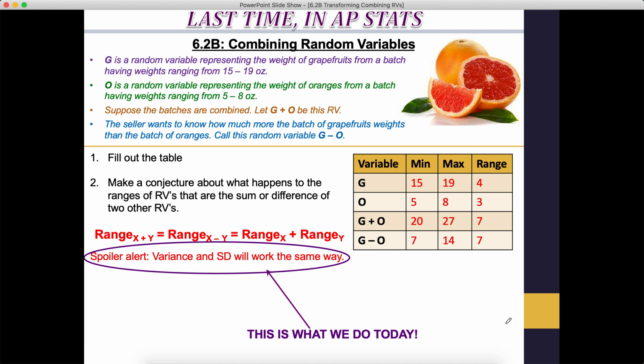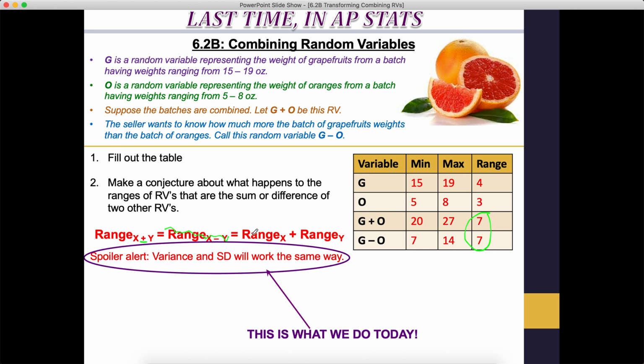I led up to this by looking at this example of grapefruits, and then grapefruits and oranges, and then us combining them via adding a random element of each random variable or subtracting them. And what we saw, contrary to what some of us initially guessed, is that whether we're adding or subtracting these, the range is added, which was interesting. I could combine these two things into one and say the range of x plus or minus y would be the range of x plus the range of y.